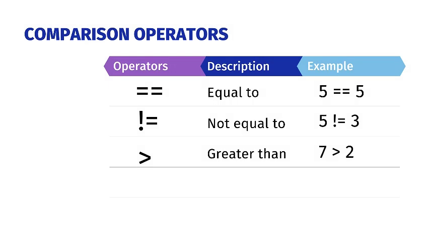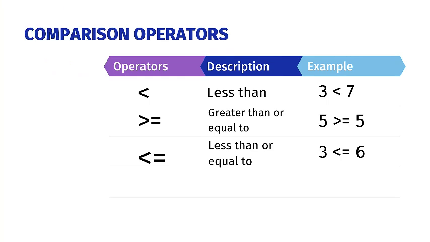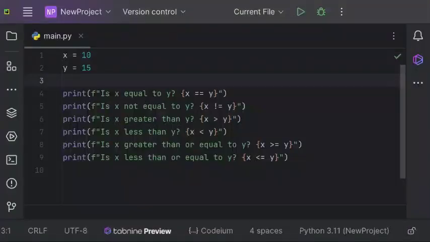Next, we have the comparison operators. These operators compare values and return either true or false, which is super useful when making decisions in our code. Here is a quick example of how you might use comparison operators. We have our x and y here, where x is equal to 10 and y is equal to 15. In this example, we use comparison operators to see how x and y relate to each other.